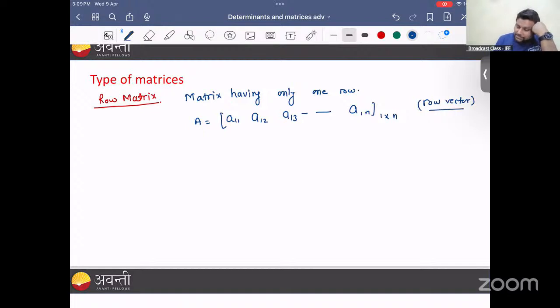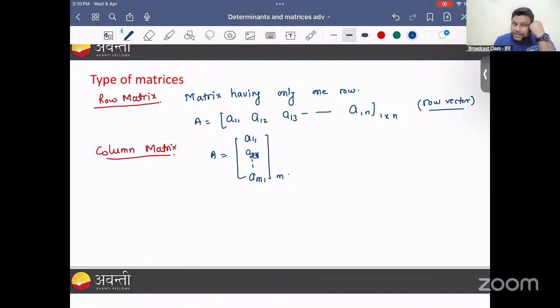Now there comes the column matrix. Now, what is a column matrix? A matrix of this type: A11, A21 and so on, AM1. A matrix of order M by 1. So having only one column.